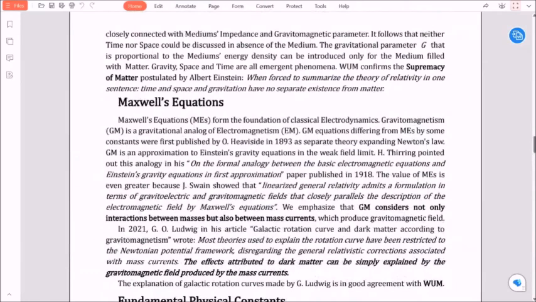It follows that neither time nor space could be discussed in absence of the medium. The gravitational parameter G, that is proportional to the medium's energy density, can be introduced only for the medium filled with matter. Gravity, space, and time are all emergent phenomena. WUM confirms the supremacy of matter, postulated by Albert Einstein. When forced to summarize the theory of relativity in one sentence: time and space and gravitation have no separate existence from matter.